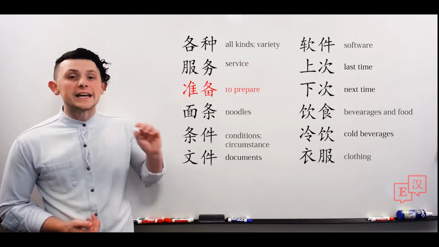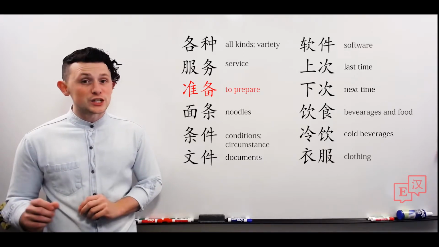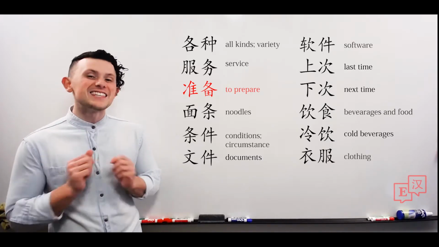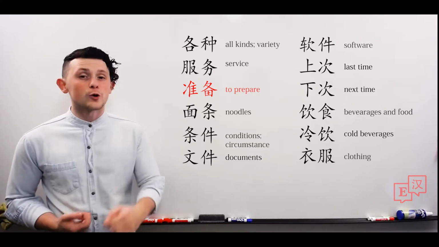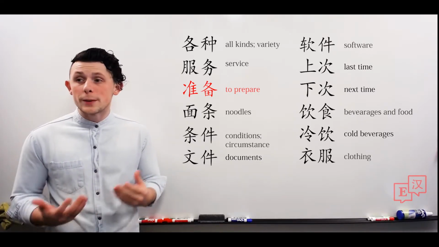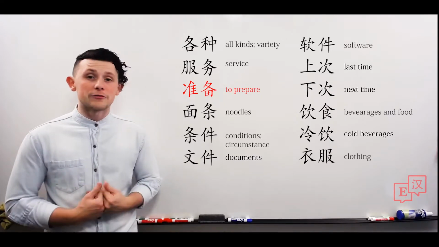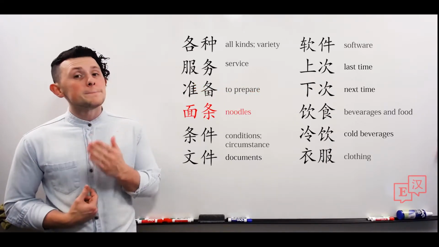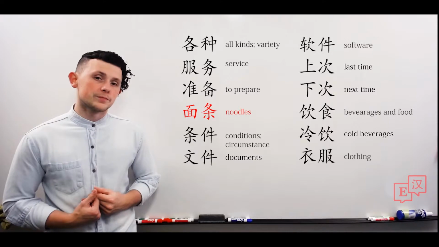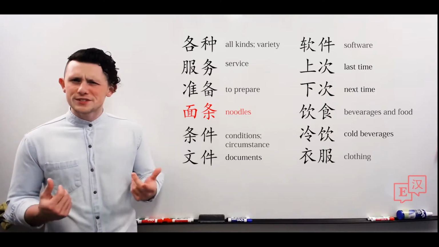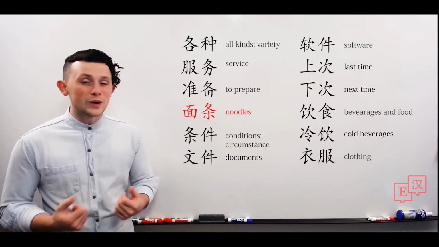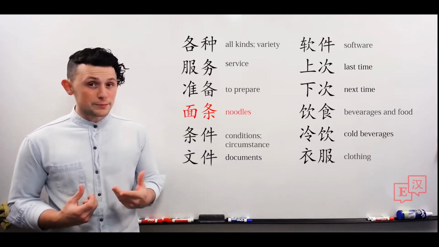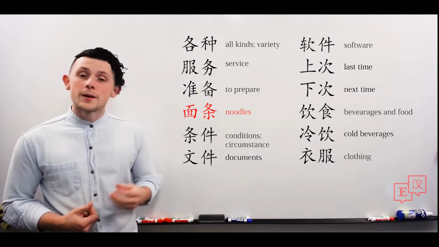准备, precision, preparation. This is how we say to prepare. This is the ideal word for to prepare for something. 准备上课, prepare for class. 面条, face strips. 面, as we learned in a previous class, also means wheat. So wheat strips or noodles. 面条.